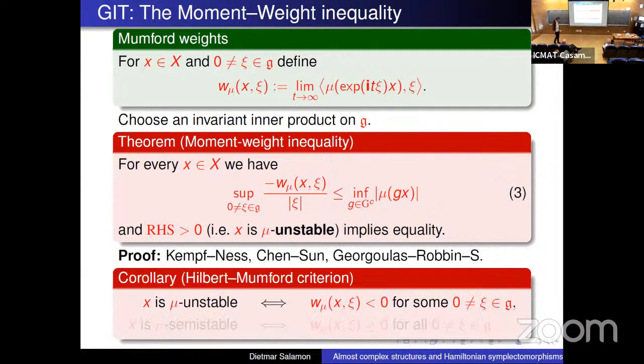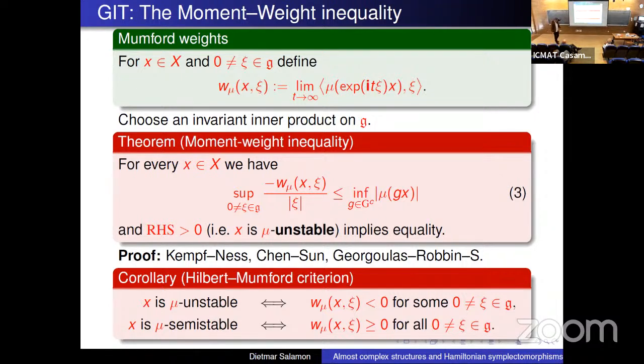And a corollary of this is the Hilbert-Mumford criterion that a point is unstable, i.e. not semi-stable, if and only if there exists a negative weight, or conversely, a point is semi-stable if and only if all the Mumford weights are bigger than or equal to 0.